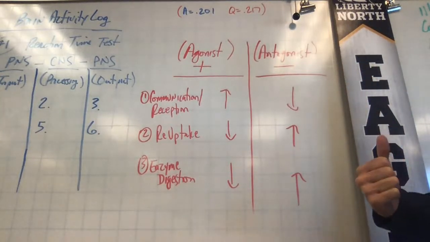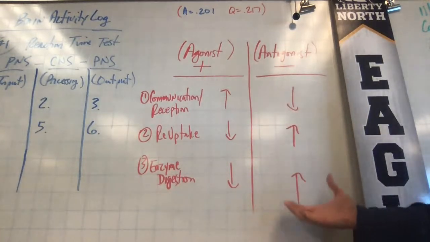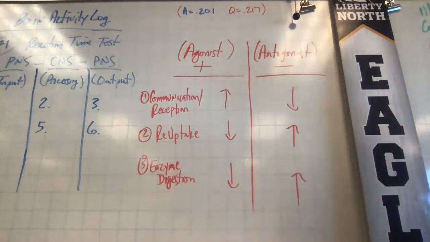Am I saying that right? Hold on. Reuptake. Yeah. So I'm lowering it. So there's less dopamine in the gap, which means there's less to be communicated.